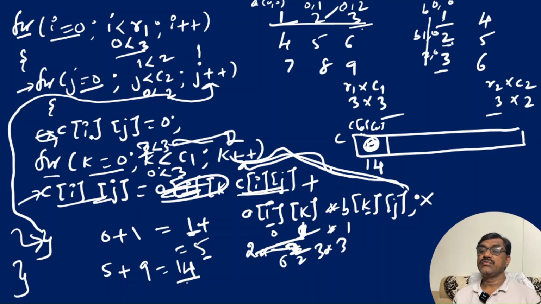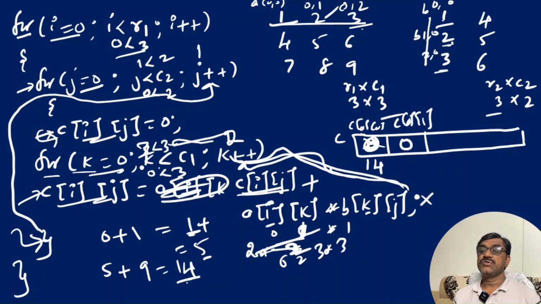So again we are moving to this location C of ij. i value is 0 only. j value is 1. C of 0 1. This is C of 0 1, and this we are going to update. So initially it is 0. Now this 0 is going to be updated.